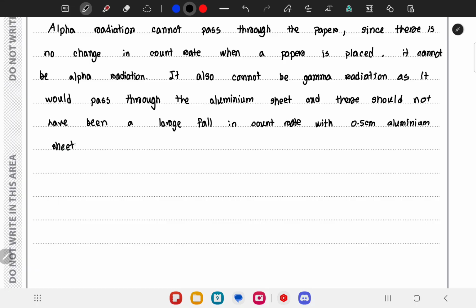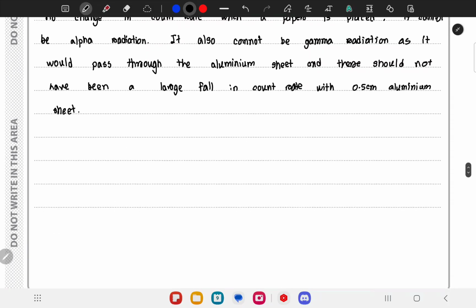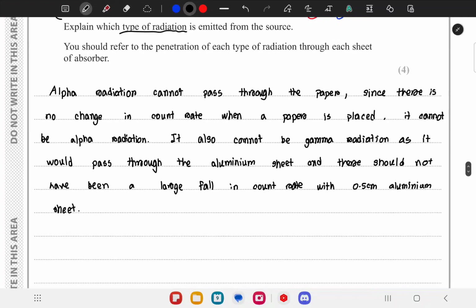Now we have shown that this cannot be alpha and gamma, and the last point would be identifying that it's beta.